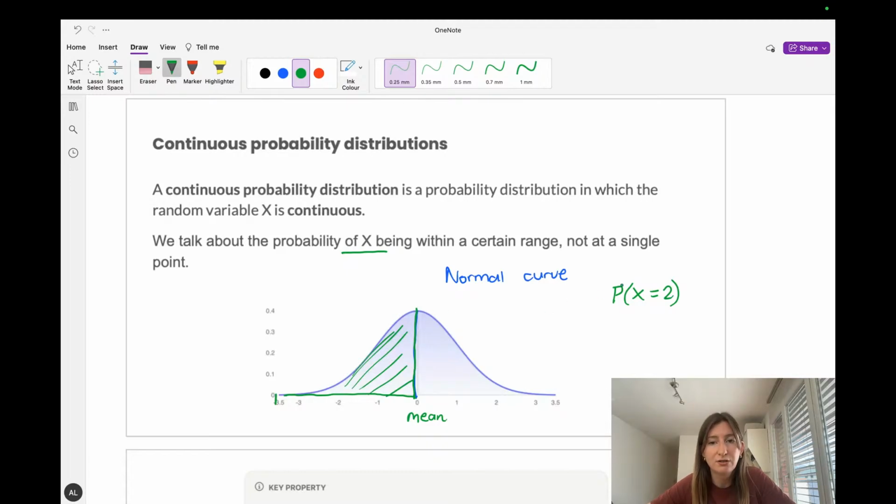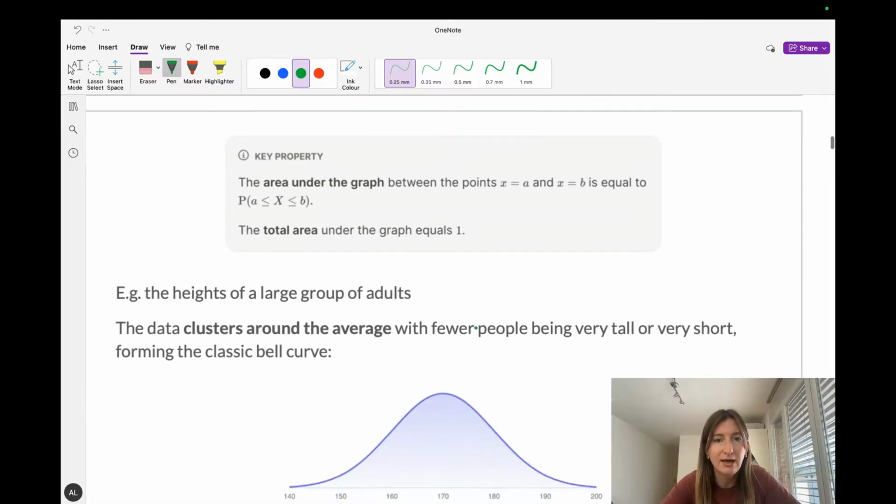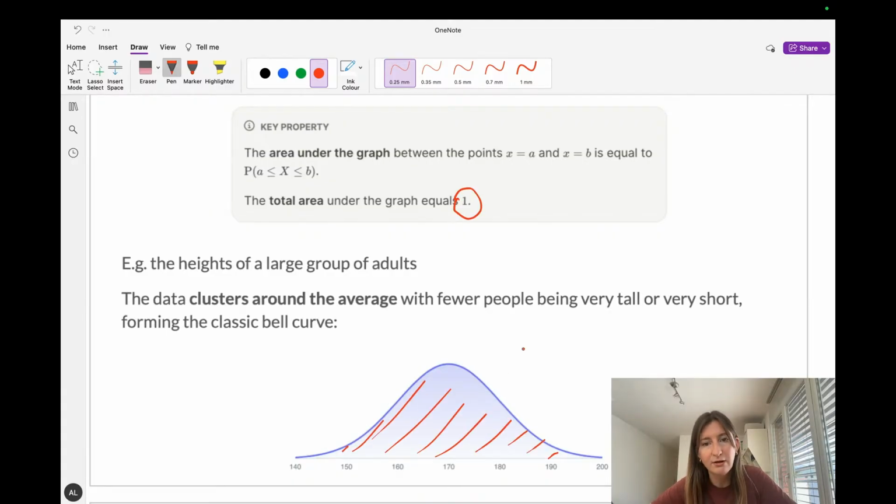So they're not going to ask you for exact values. They're going to ask you for a range. So it'll be more like the probability that X is more than 5, for example. So not at a single point. All right. Now, the area under the graph totals 1. Remember all probabilities add up to 1. So the whole area under this curve is equal to 1.